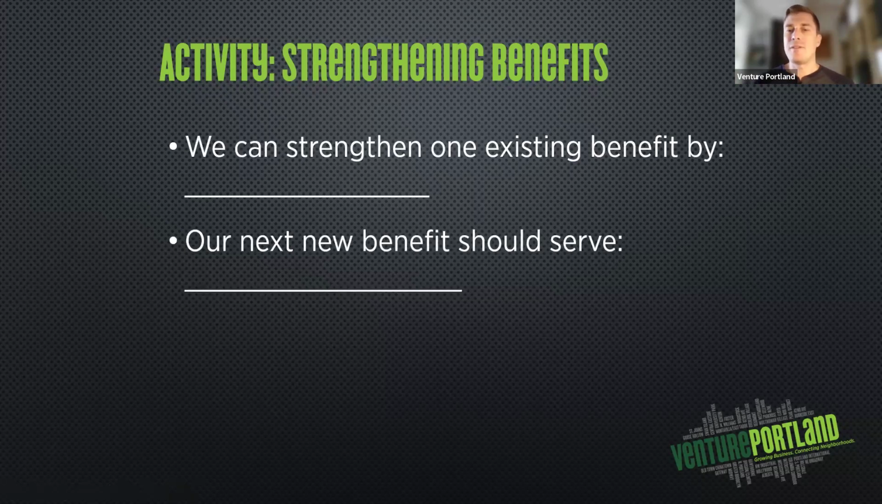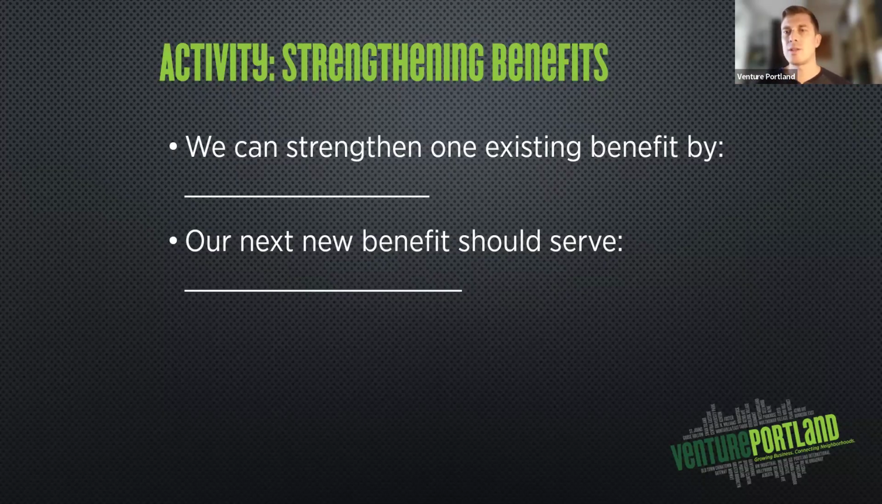Our next new benefit should serve blank. So thinking about, okay, what's one thing that you do that can be improved? And then what aren't we doing? Who aren't we serving in the district? Who aren't you serving? So this is thinking about what types of businesses aren't engaging with your association.